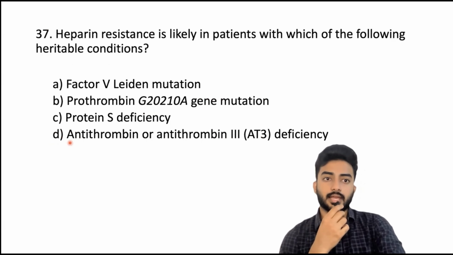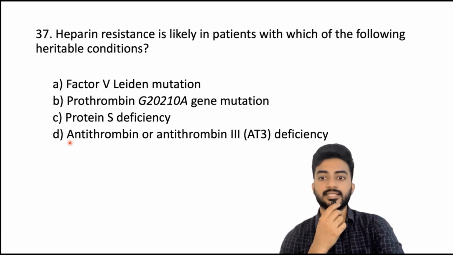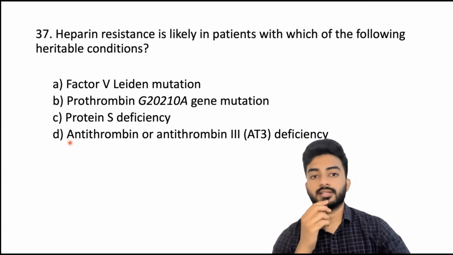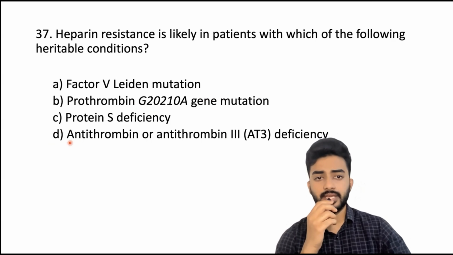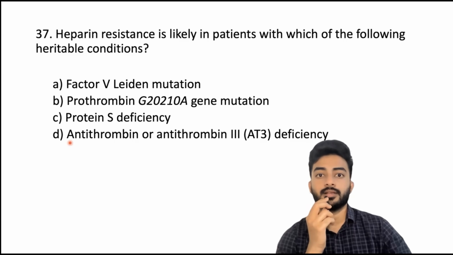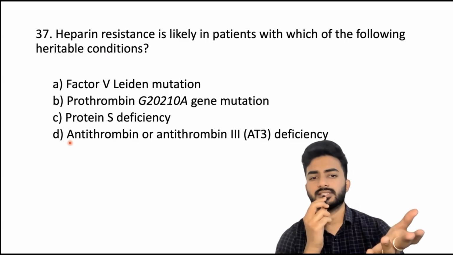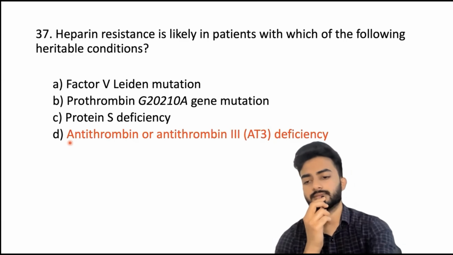37. Heparin resistance is least likely in patients with which of the following heritable condition? So the options are A, factor V Leiden mutation, B, prothrombin G20210A gene mutation, C, protein S deficiency, D, antithrombin or antithrombin 3 deficiency. So it is a direct one-liner. Heparin resistance is seen in antithrombin deficiency.